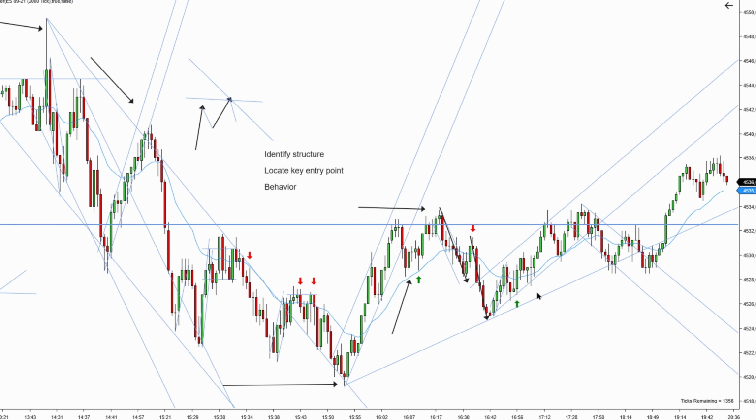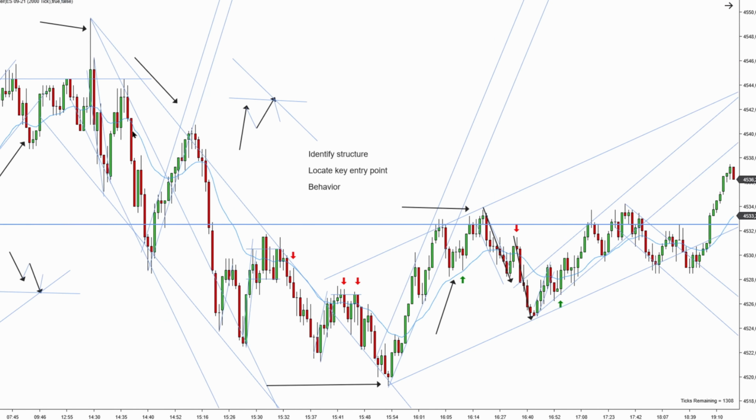So these are the three factors that you guys need to keep in mind when you're looking at the chart. It looks confusing, but when you go bar by bar, it really makes sense, and it's not that hard. And hopefully you guys find the video useful.